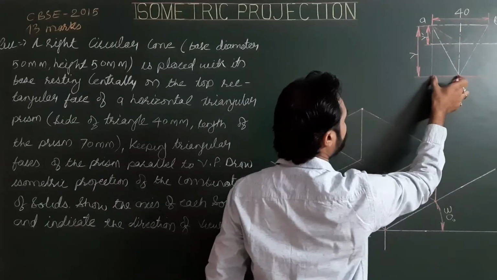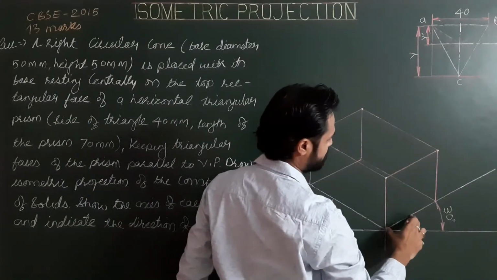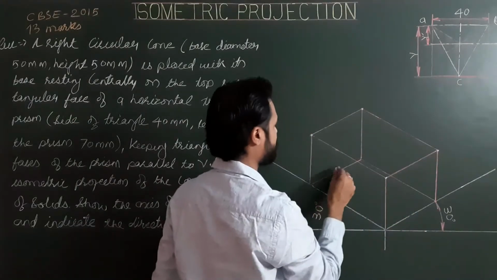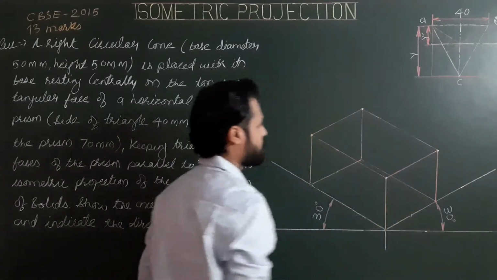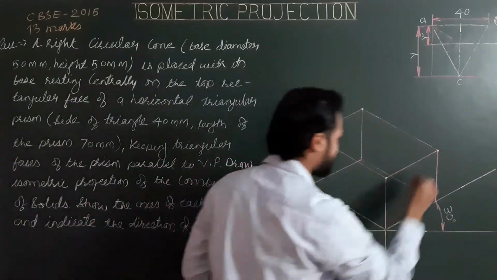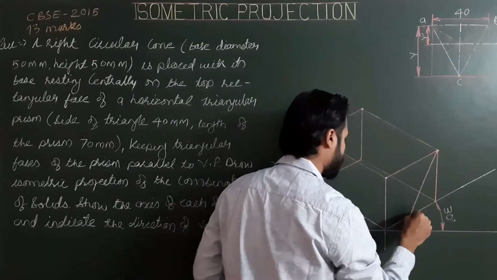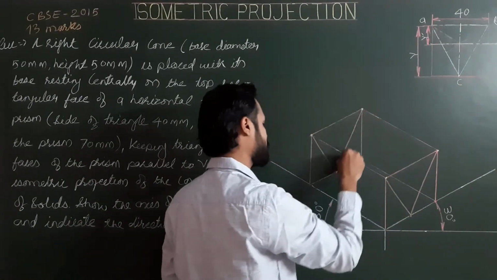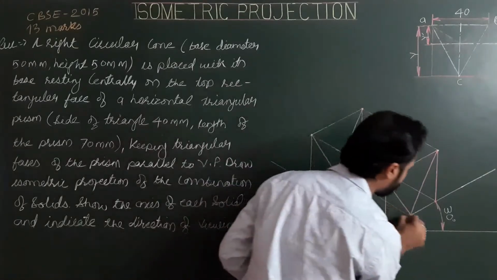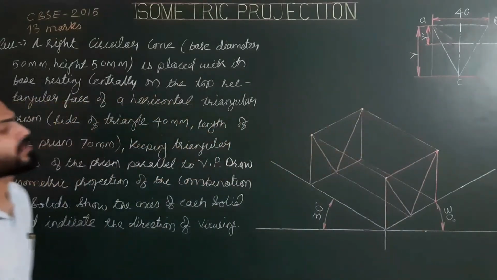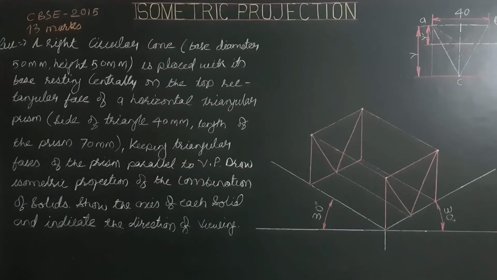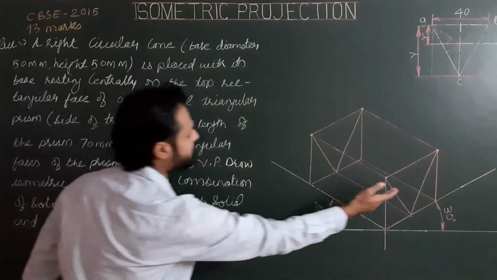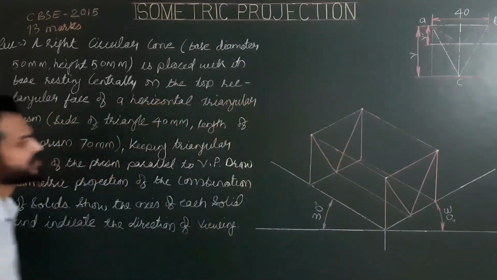So from this corner the distance is this much. Okay, now joining all corners of the triangular prism. Okay, this is the complete projection of the first solid, the triangular prism, which is resting on its generator, axis parallel to HP and perpendicular to VP, and both triangular faces are parallel to VP.